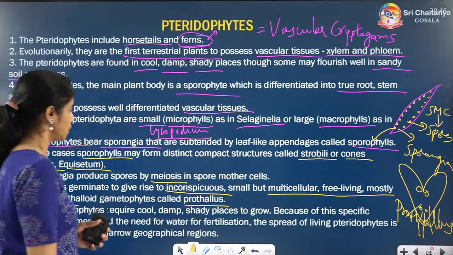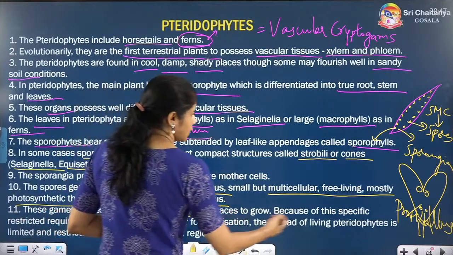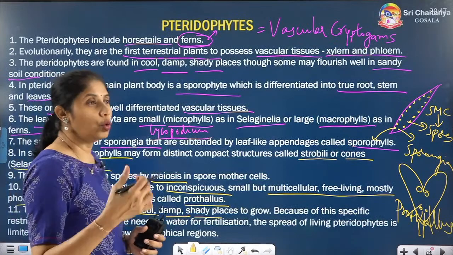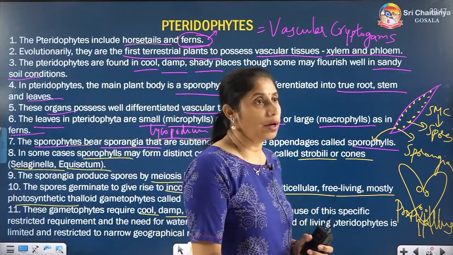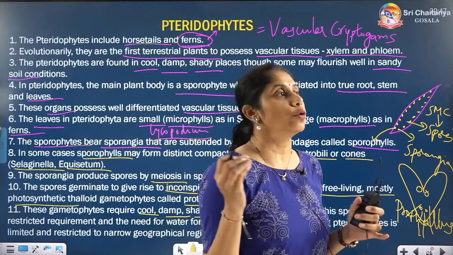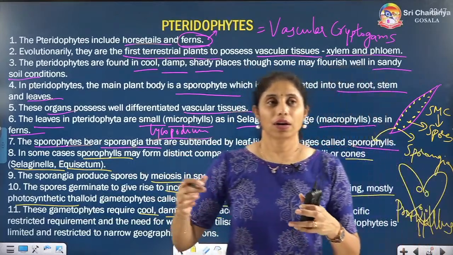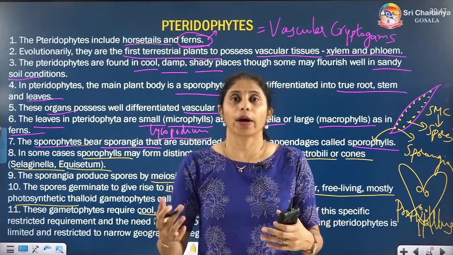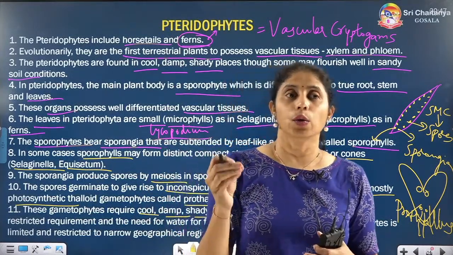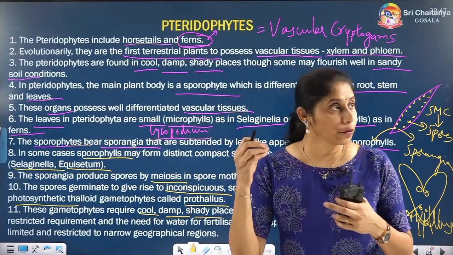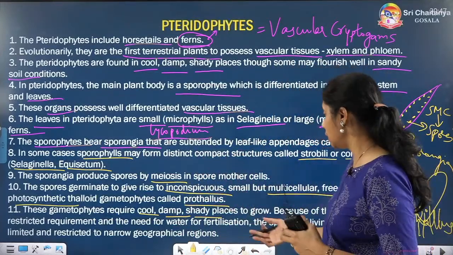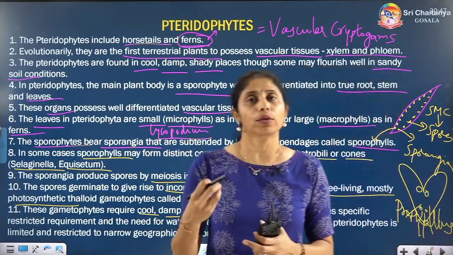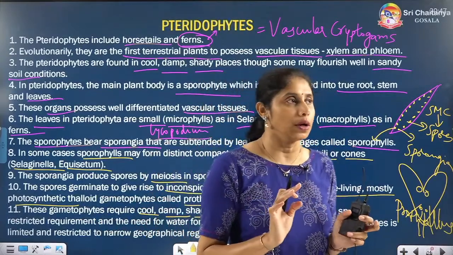These gametophytes require cool, damp and shady places, and only there can the prothallus grow. Because of this requirement of cool, damp, shady places and water, pteridophytes are restricted to narrow geographical areas. They are not present throughout the world, only in limited areas, because they require that specific environment. They need water for fertilization.